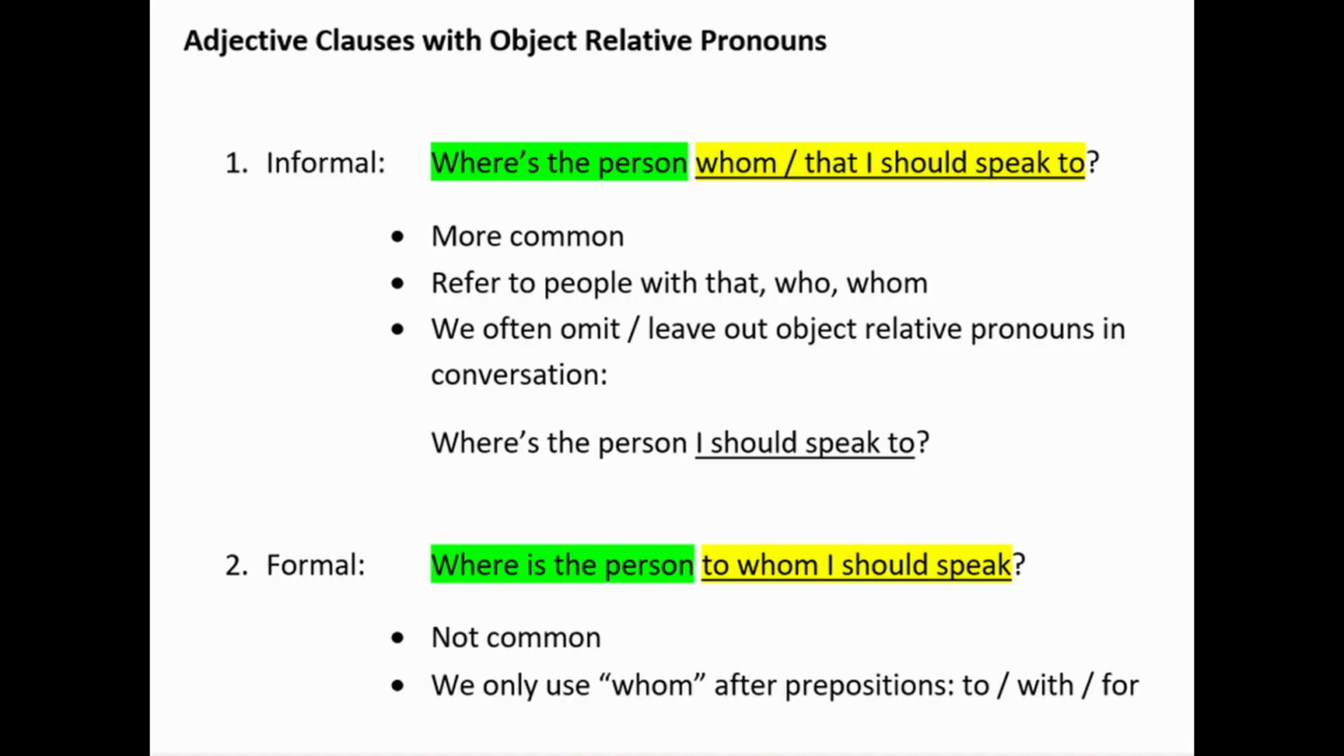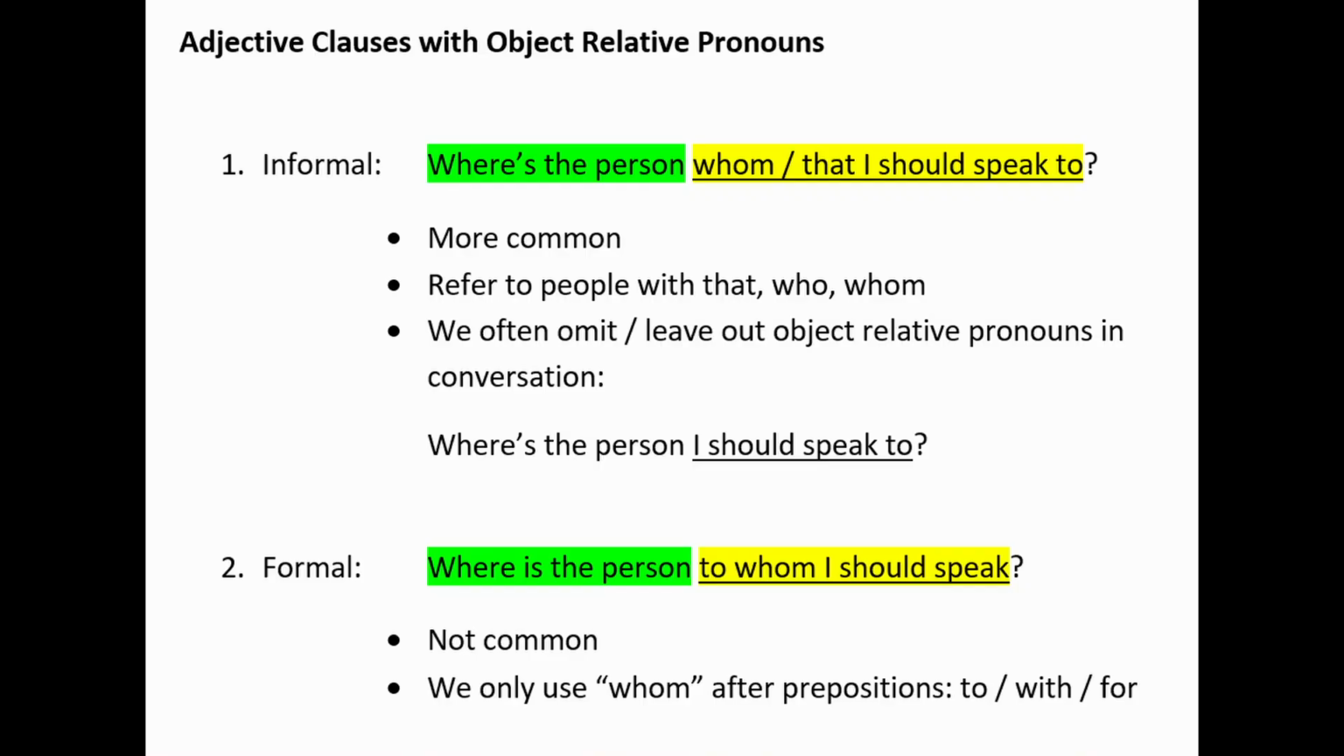Okay, so those are subject relative pronouns. Let's take just a minute and look at object relative pronouns. These are not quite as common, but they're good to know. So if I have a sentence, where is that person that I should speak to? Question mark. Imagine you tell me I need to speak to somebody in HR, human resources. So I say, okay, where's that person that I should speak to? Right? Where is that person that I should speak to?